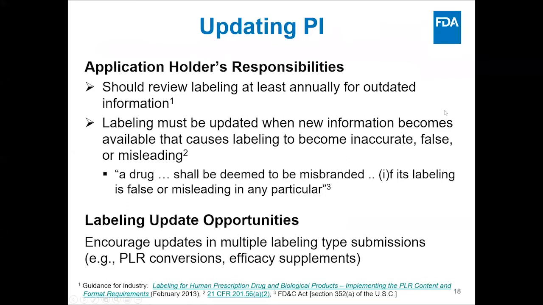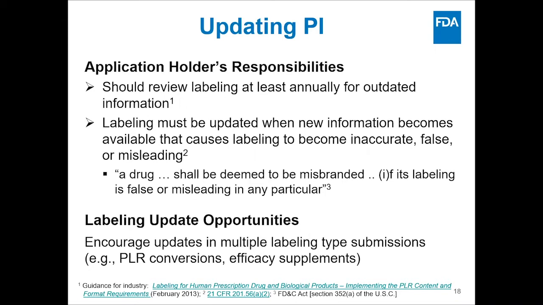With respect to updating labeling, we recommend in guidance that the applicant review the information in labeling at least annually. Typically, they do this more often. They have surveillance programs for their products, and they let us know if they detect a new safety signal. When they ask to update safety information in labeling, as I stated earlier, there's a requirement to update labeling if there's new information that can cause labeling to become inaccurate, false, or misleading. This is in our regulations and the statute.